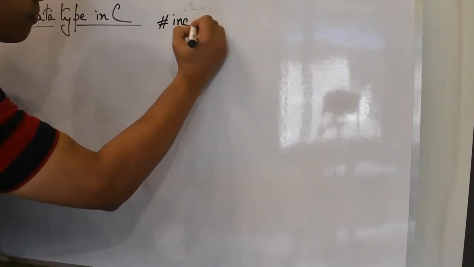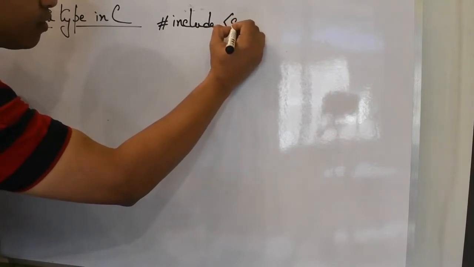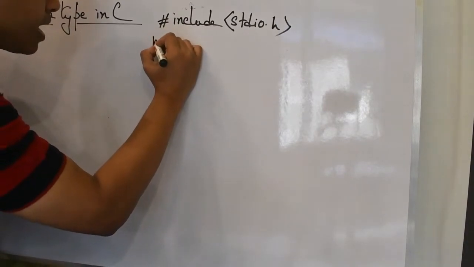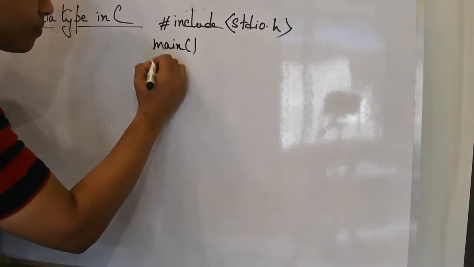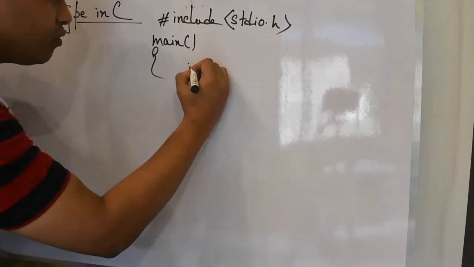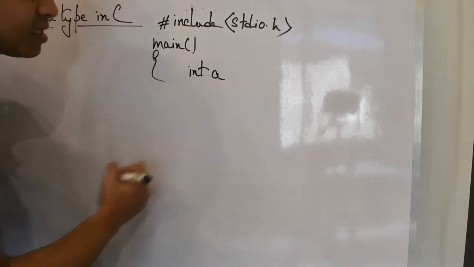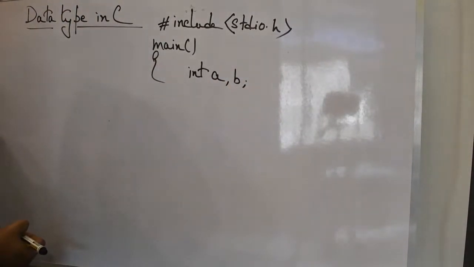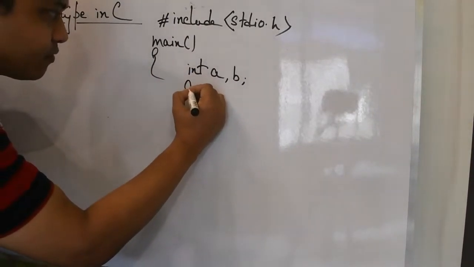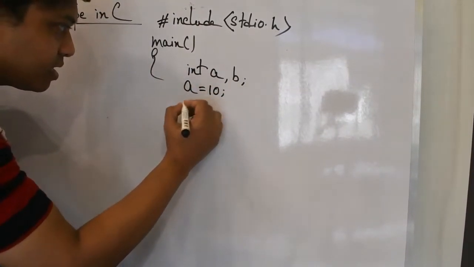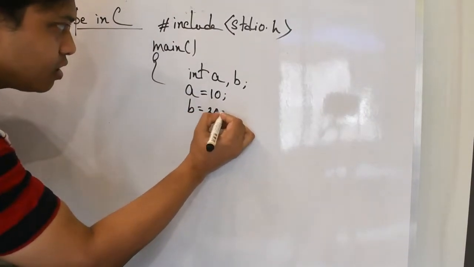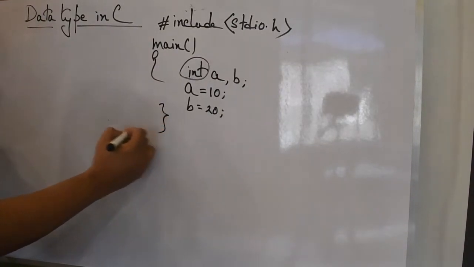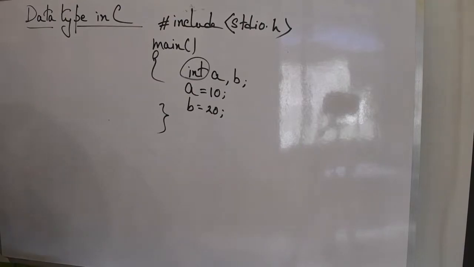#include <stdio.h>, main. Here you can see that I have written int a, b, and we can assign values like a equals 10, b equals 20. So what does this int mean? int is basically a data type. What does a data type mean?